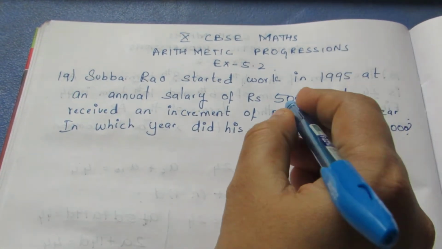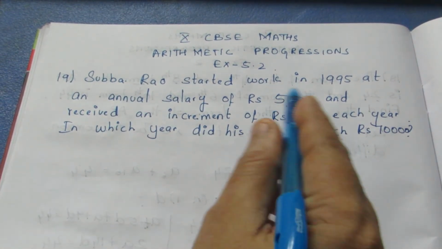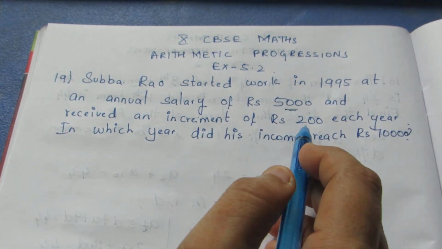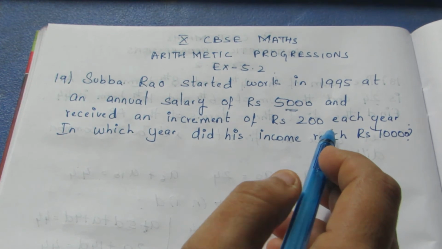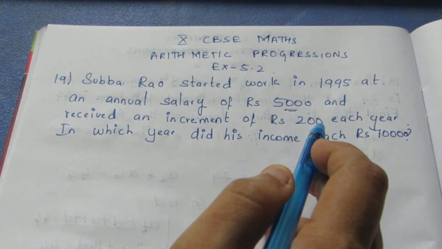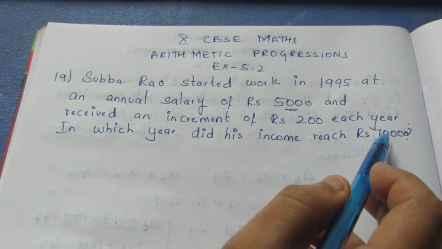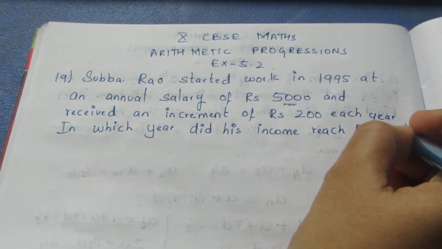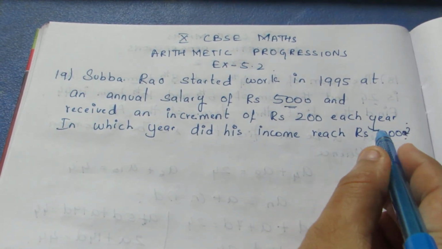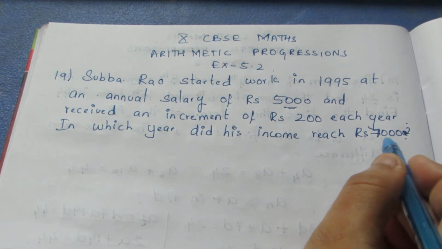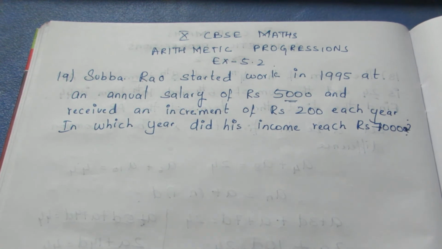So here his first salary was rupees 5,000. Therefore A will be 5,000. As the increment is equal every year, this will be your D. The increase amount every year is your D. Increase or decrease value will be your D. Your D is rupees 200. They asked: in which year did his income reach rupees 7,000? That is 7,000. So they are asking which year he receives rupees 7,000.